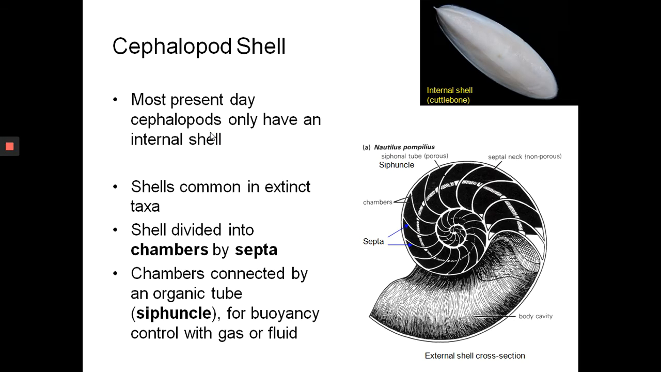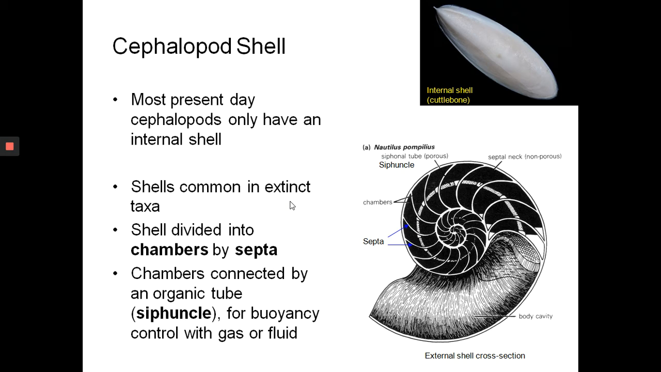A little bit more on the shells of the cephalopods. Most present-day cephalopods only have an internal shell. This is the internal shell of a squid, a cuttlebone, tulang sotong. It's made up of calcium carbonate. Except for Nautilus, which has an external shell. But if you look at the fossil record, you see that external shells are actually common in extinct taxa.